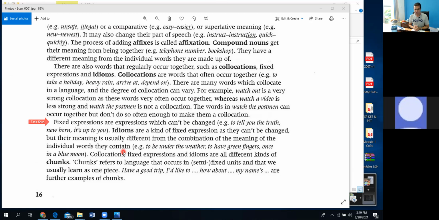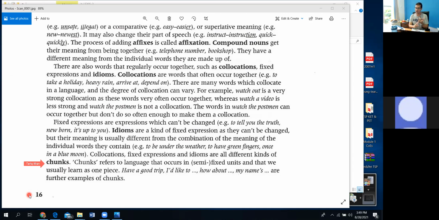So now we will go ahead, and there is another word which is called, here you see, chunks. I am pointing it out, chunks. Okay. So chunks consist of collocations, fixed expressions, and idioms. All these three things we call chunks. Is this clear?